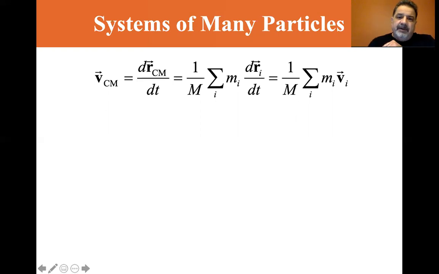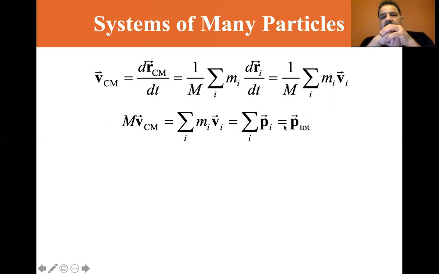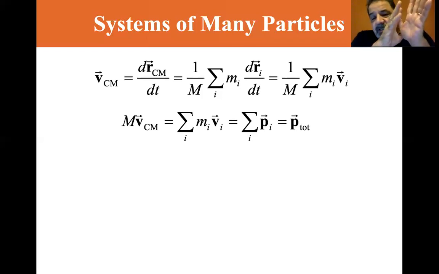Well, all the mv's, if we multiply M times the v of the center of mass, which we started at the beginning, all we get is the sum of the m_i v_i's, which is the sum of all the momenta. So it's the total momentum. The mass times the center of mass velocity is the total momentum.